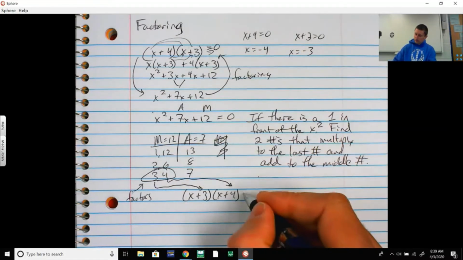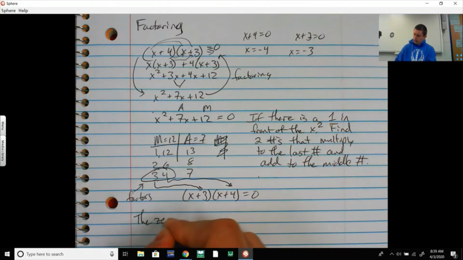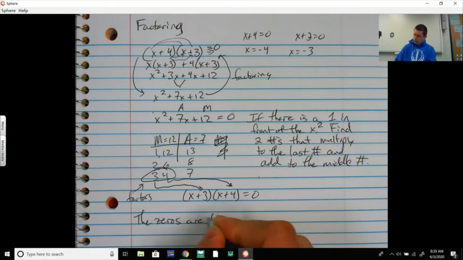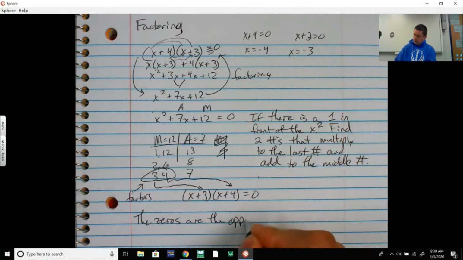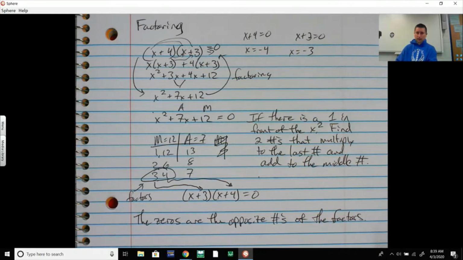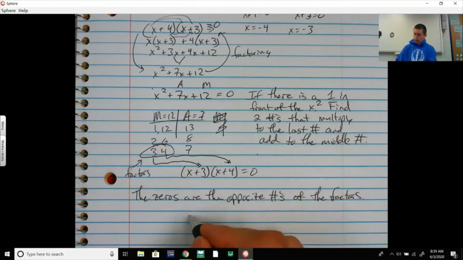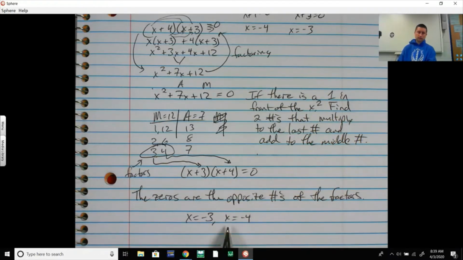Now remember, we want to set equal to zero. The zeros are the opposite numbers of the factors. So if the factors are 3 and 4, your zeros would be negative 3 and negative 4, opposites. Okay? So this gives you the factors. This gives you the opposite of the factors. Those would be your answers.